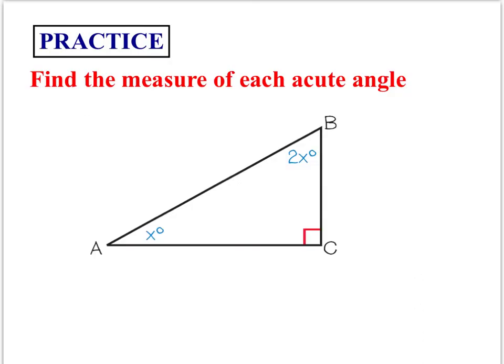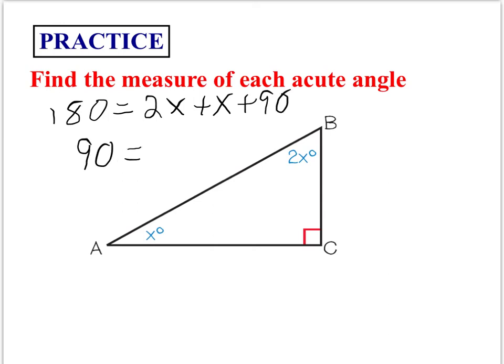Okay, so let's find the measure of each acute angle. So, I know that this needs to add up somehow to be 180. So, I'll add up 2x plus x plus 90. I'll get rid of that 90, and I'll say 90 equals 3x. Divide both sides by 3. x equals 30. Are we done here? No. We've got to plug this in here.